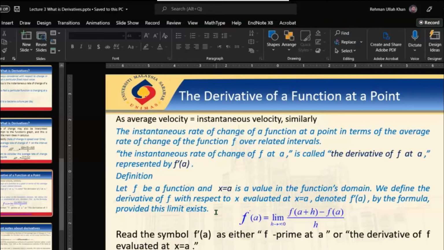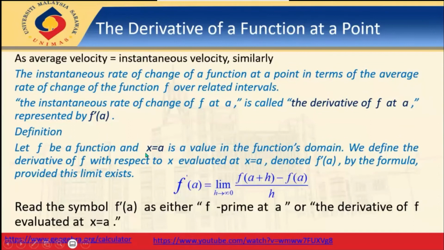So the formal definition is like this: let's suppose f is a function and x equal to a is the input value, a value in the function domain. Function domain means the input values to this function. So we define the derivative of the function with respect to x, evaluated at x equal to a. It is like this: let's suppose you have a graph like this. So we have some function, and when we apply this function on any input value, let's suppose x, or maybe the input value we represent by a, or by t, whatever alphabet it is, it means the input value is represented on the x coordinate. So when we apply the function, this will give us some value on the y coordinate.